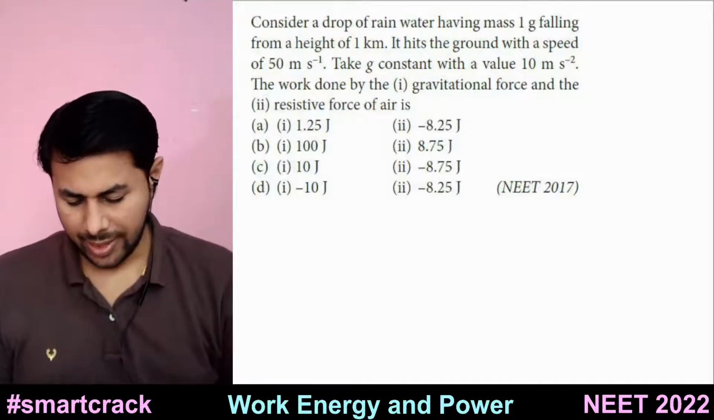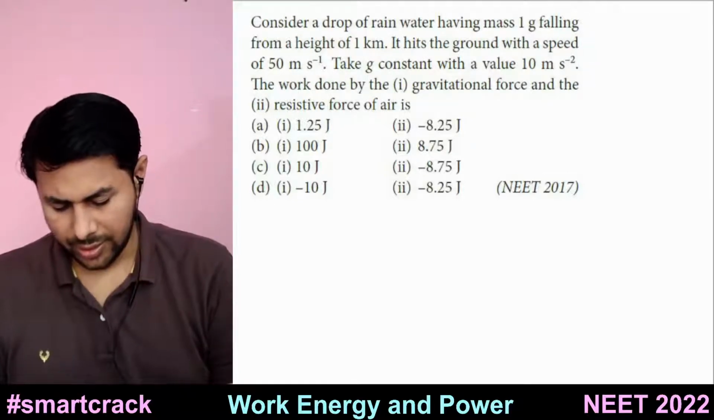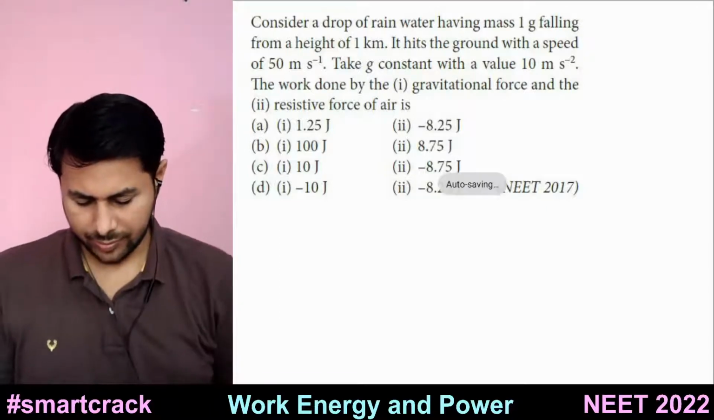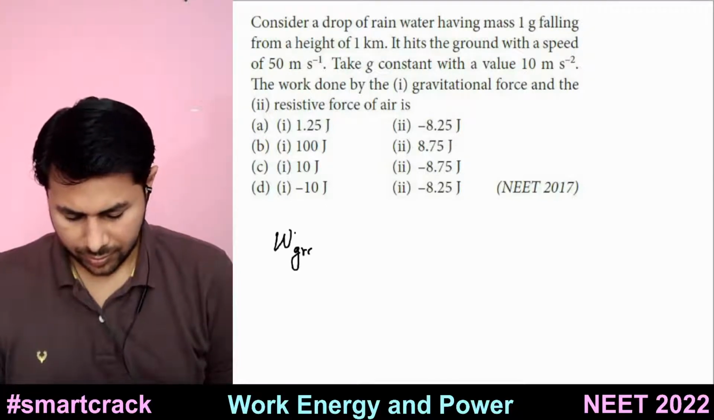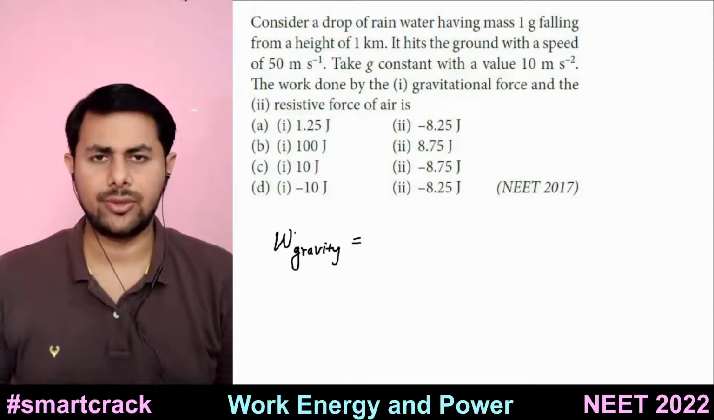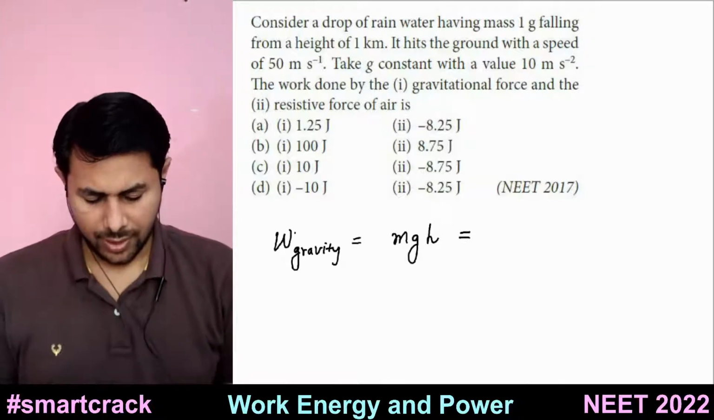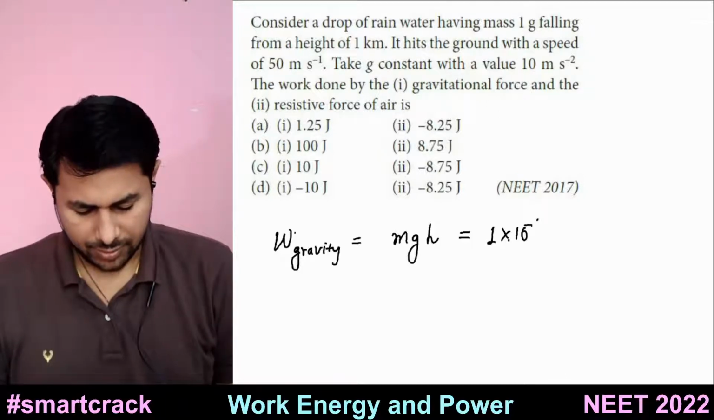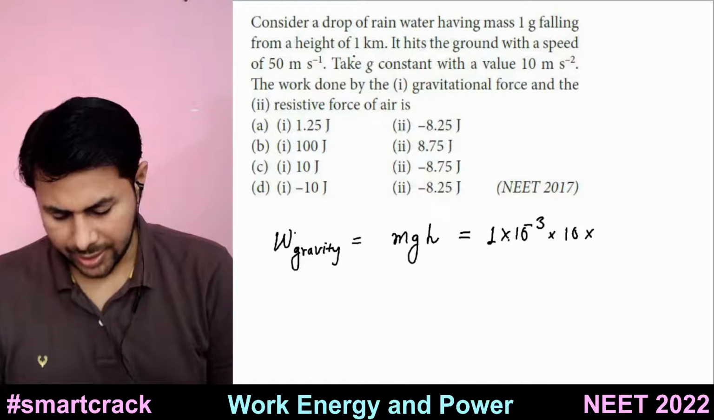So how much will be the work done by the gravitational force? We have a mass of 1 gram. It is falling from a height of 1 kilometer. Work done by gravitational force is equal to mgh, right? And how much is the mass? It is 1 gram, so 1 into 10 raised to minus 3 in kilograms, multiplied by g equals 10, multiplied by height, which is 1 kilometer.